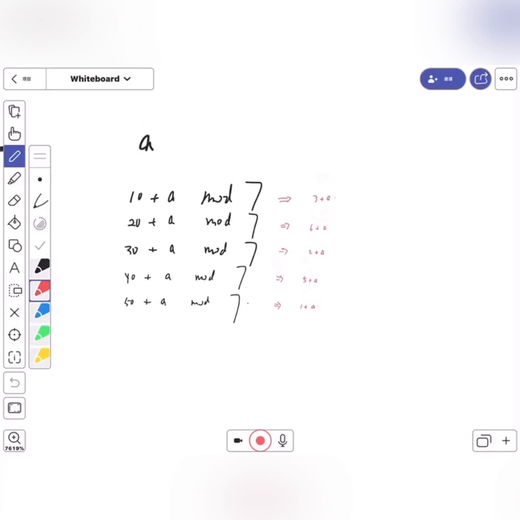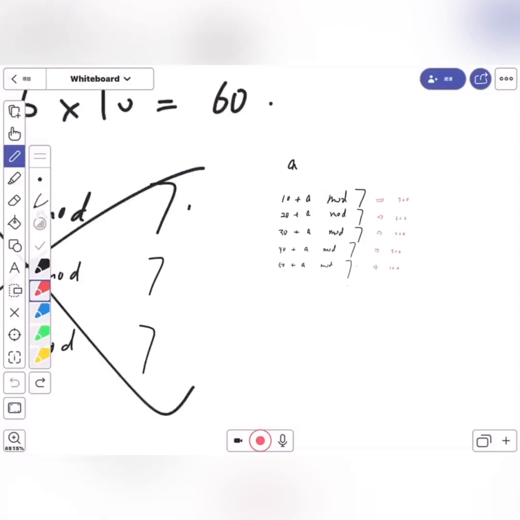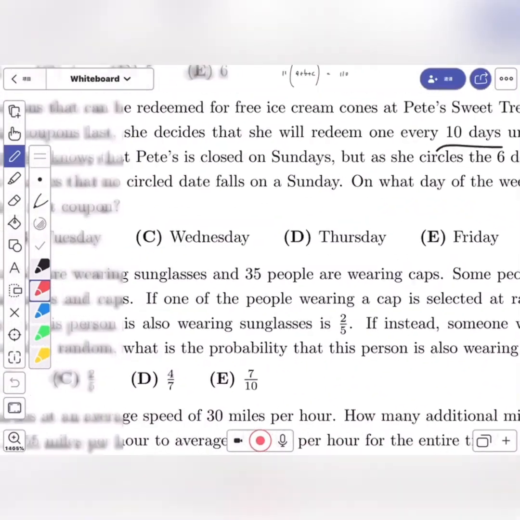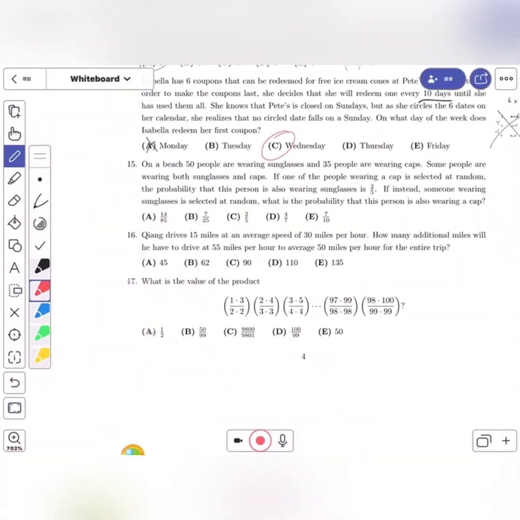Okay, so now we also have an a here. So a is definitely not a multiple of 7, since we do not want to start on Sunday. So we want to find this value a. So 1 does not work, 2 does not work, 3 I believe works, and 4 does not work, 5 also does not work. So therefore our answer is simply C, Wednesday.